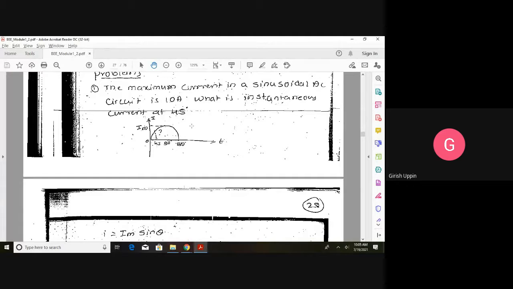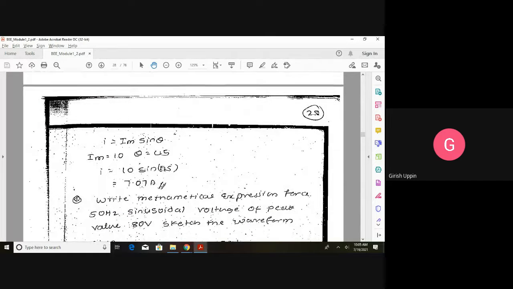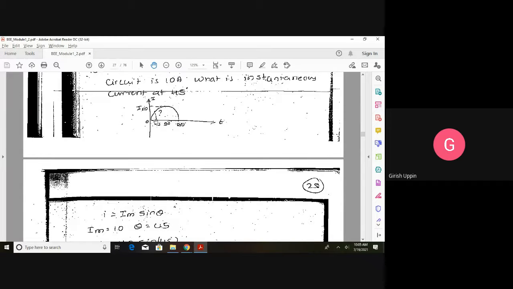You put it: i is equal to Im, which is 10, into sin of 45 degrees, and make sure that you always take this value in radians. You put your calculator in radians mode and take this as radians, that is pi by 4, and you do the calculation. What you get is sin of 45 is 0.707. Therefore i is equal to 10 into sin 45, we get it as 7.07 amperes. That means at 45 degrees we have the current as 7.07 and the maximum value is 10 amperes. That would be at 90 degrees.